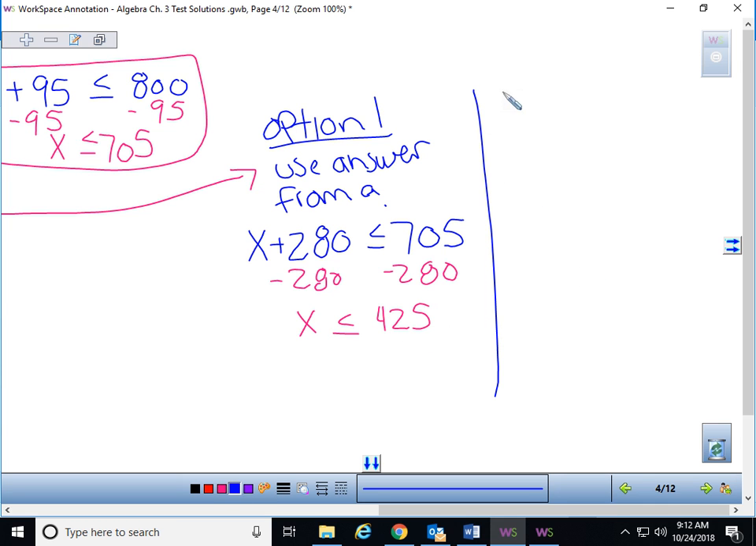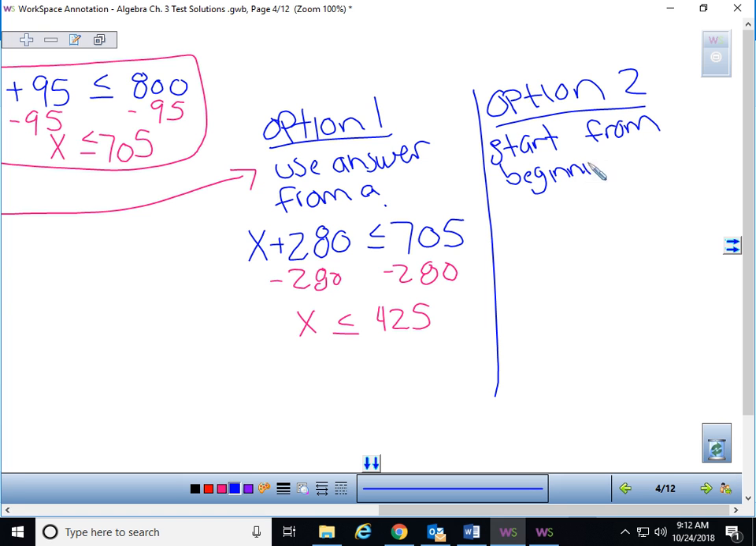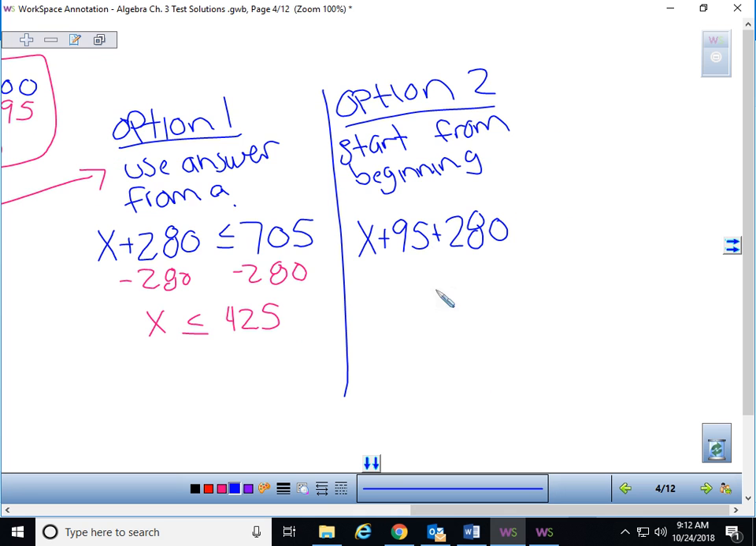Now, option 2 is probably a good safe option. Chances are you'll make a mistake using option 1. So option 2 is just starting from the beginning and accounting for the student that got on in part A and the football player and the original max weight. So I would say, start from the beginning. What that means is I have my unknown remaining weight, whoever else could get on, plus my original 1 student who weighs 95 pounds, plus the football player who's 280 pounds. And when this is all added together, it has to be less than or equal to 800.